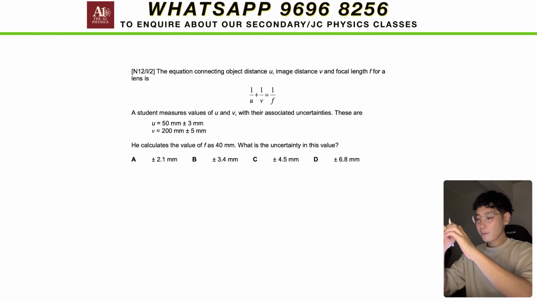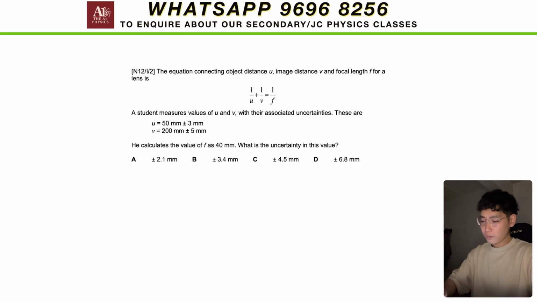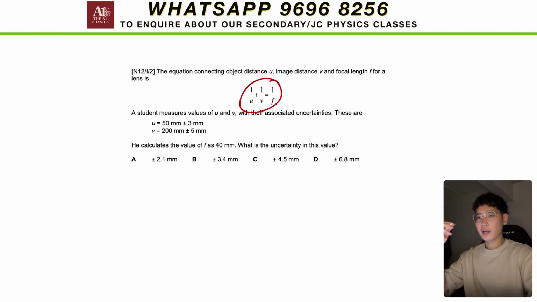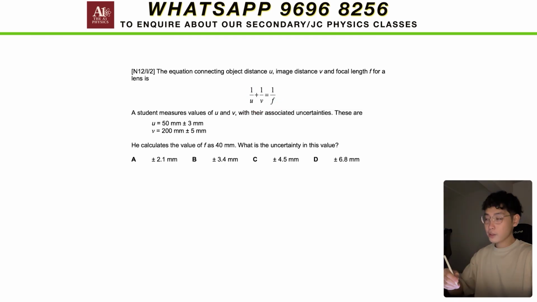A perfect example for the first principle method is this kind of question. Here, 1 over u plus 1 over v equals 1 over f. It's a very complicated function. We can't just use the rules that we learned just now. We have to use the first principle method. So first, let's assume that u is the biggest value and v is also the maximum value. So the maximum value of u will be 53, because 50 plus 3 millimeters. The maximum value of v will be 205.